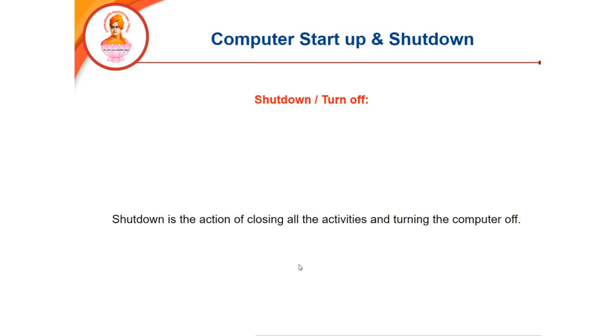What is meant by shutdowning, children? Shutdowning is the action of closing all the activities and turning the computer off. So after performing shutdown, our entire activities of our computer are closed. That means we can't do any work. Total power supply has been in the off mode. It is called shutdown. And how to perform this shutdown? Yes, by clicking this shutdown icon, we can perform the shutdown activities in our computers. That is, we can perform turn off also.